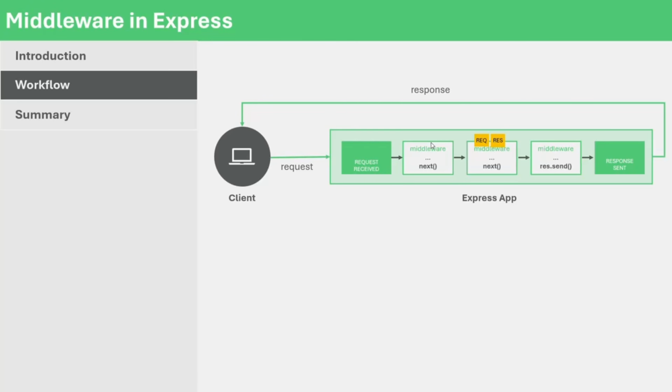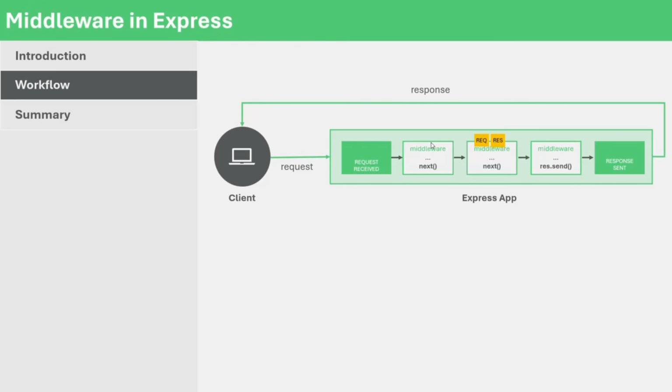Now remember that if we do not call the next function, then the request will be stuck, and it will not go to the next middleware or reach the route handler function. So we need to make sure that once the middleware has finished its job, it calls the next method so that the next middleware in the stack is called and the updated request and response object is passed to it. In this way, the request and response object goes through each middleware step by step.